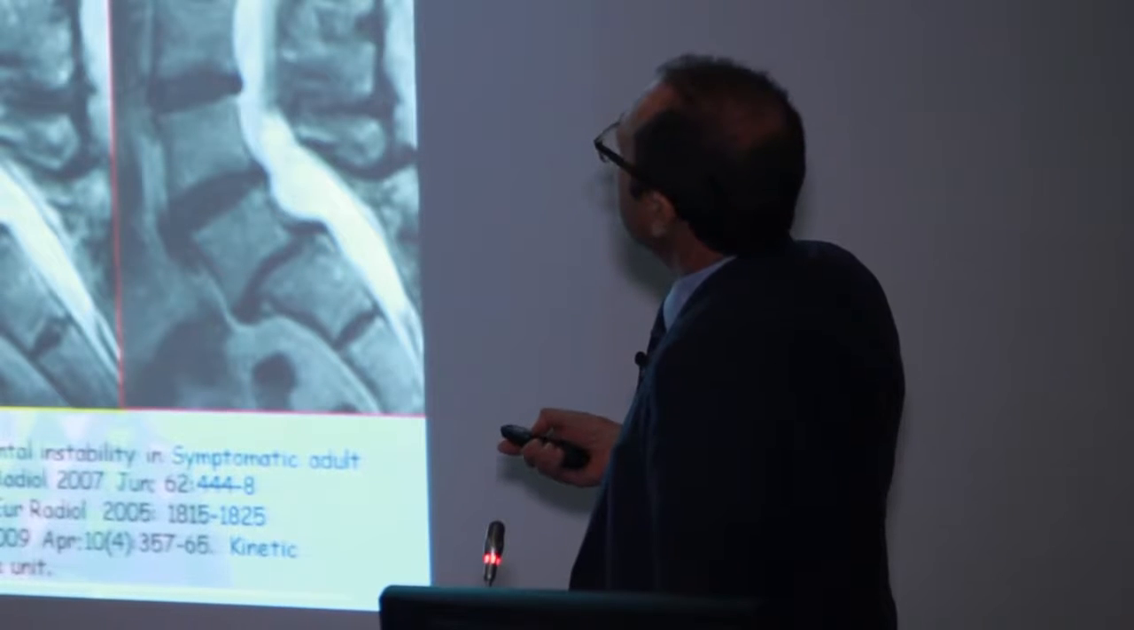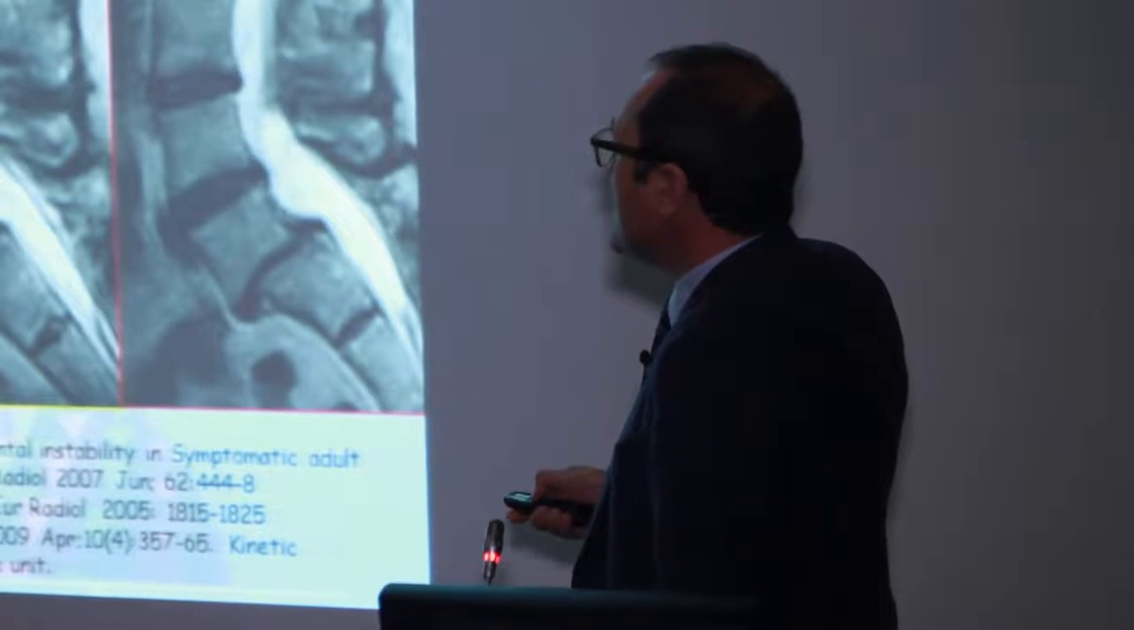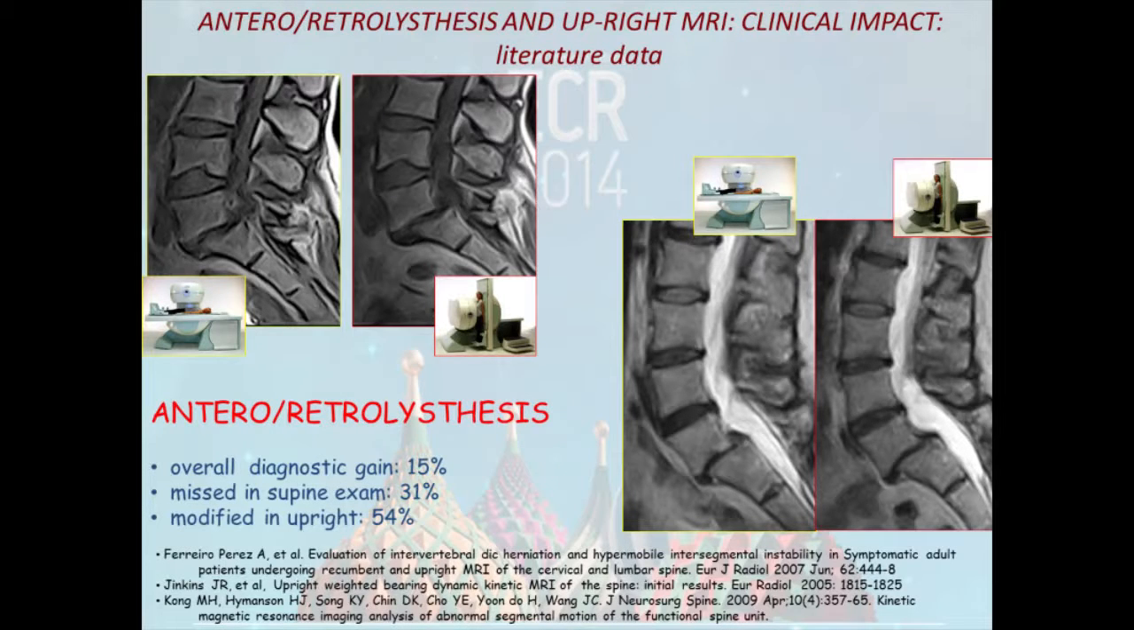Going to the literature data, we can realize that there is an overall diagnostic gain in 15% of the cases. 30% of the cases are missed in supine position, and modification in upright position happens in more than 50% of the cases. Here we have some simple examples of the changes that happen going from supine to upright. Here you can easily realize that there is a clear increase in the anterior splitting of the vertebral body.